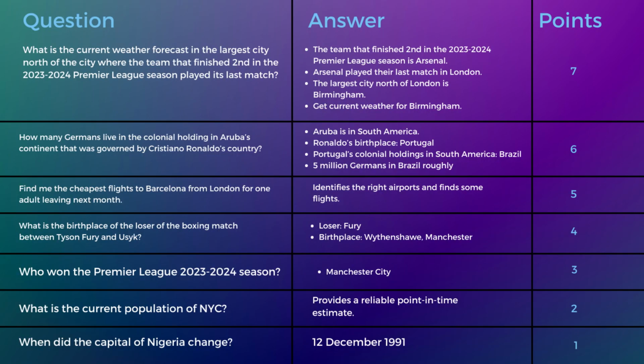Okay, let's get started with the testing. I'll quickly talk through how I'm going to be conducting this test. I've come up with 7 questions, ranging from least difficult at the bottom here to most difficult at the top. For each question the agent gets right, I will be allocating points based on this scoring system.